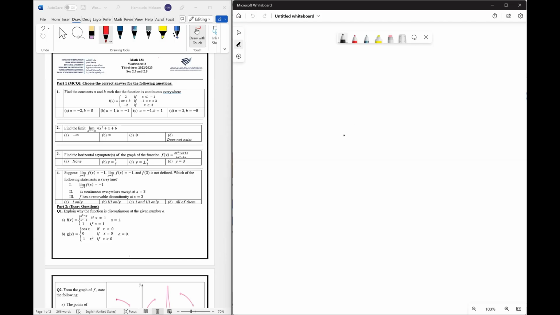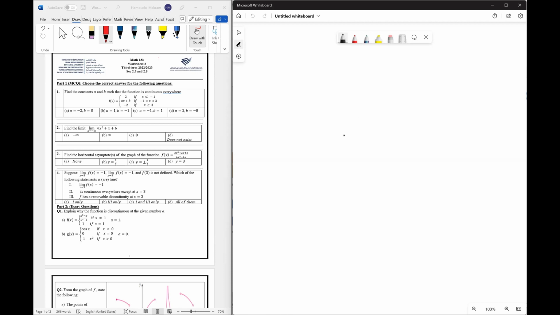Hello, this is the solution of worksheet 2.5 and 2.6. So we'll start with the MCQ questions. Number one, find the constant a and b such that the function is continuous everywhere.